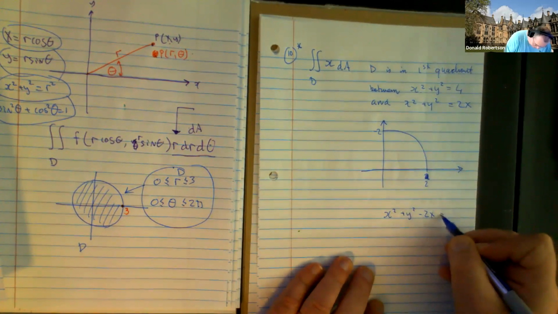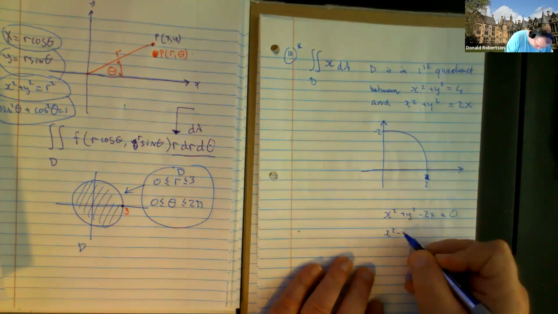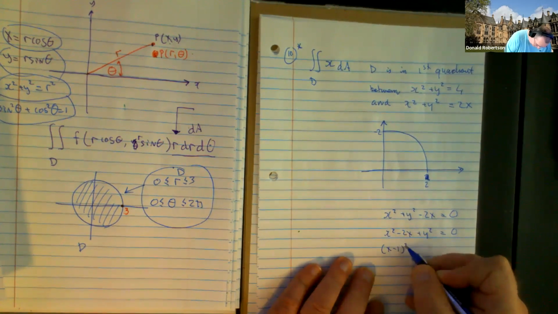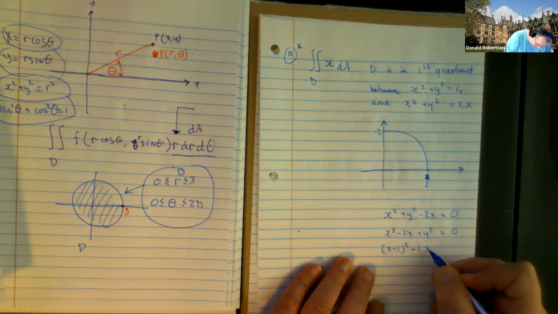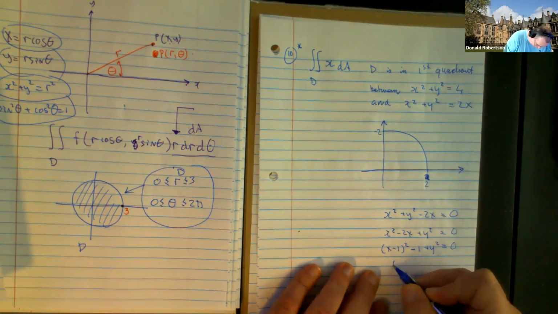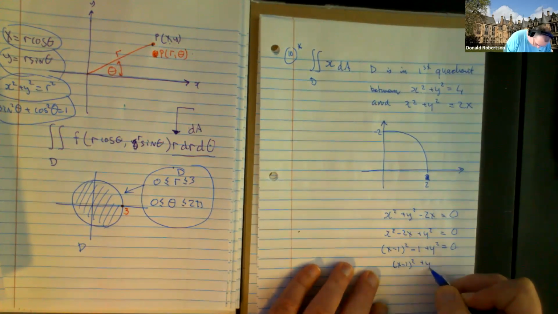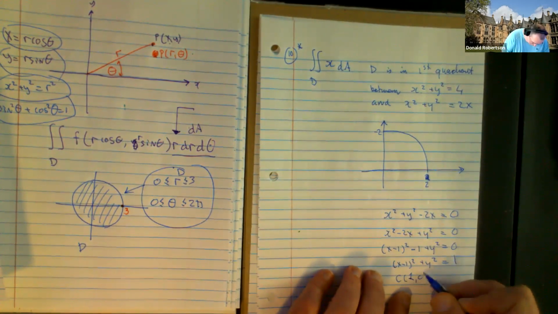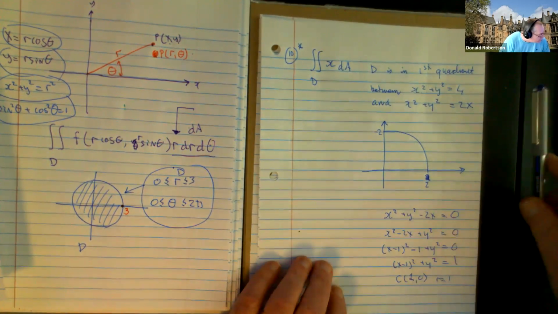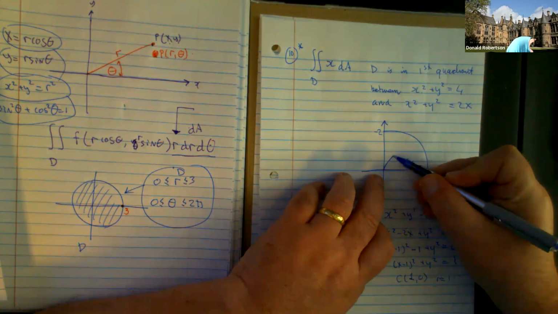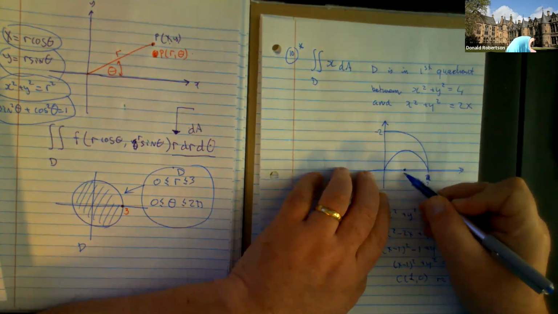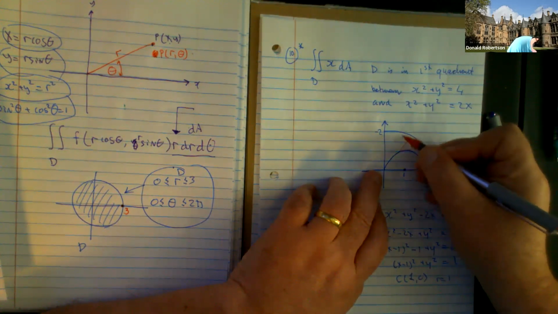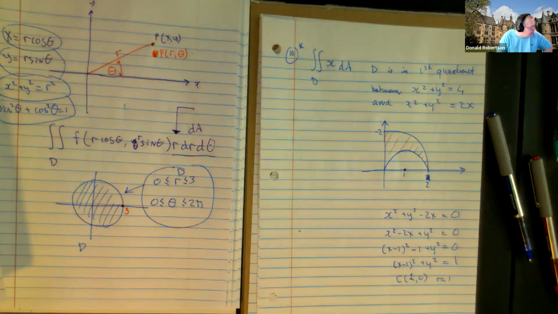But if I rearrange it, and then I complete the square, you get that. So it's a circle, center (1, 0) with a radius of 1, which ends up being that guy. So our region D is that guy.